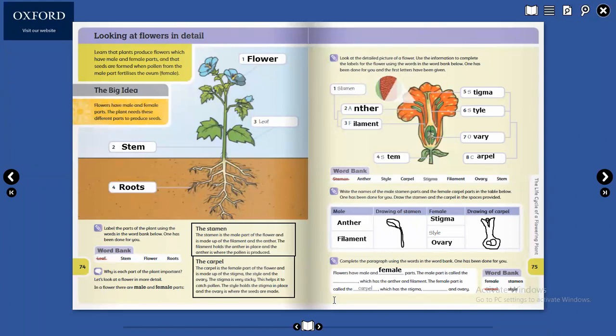We are talking about the male part. Carpel? You don't have carpel here. Stamen is the right one, because style is a female part here, as you can see. So stamen is right. Stamen first. Stamen is the right answer.